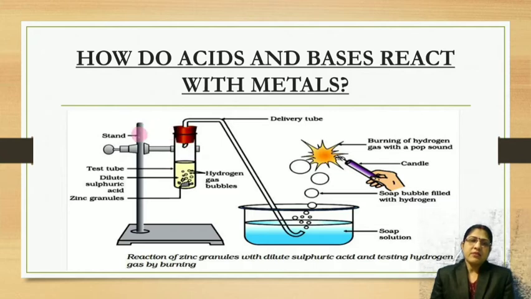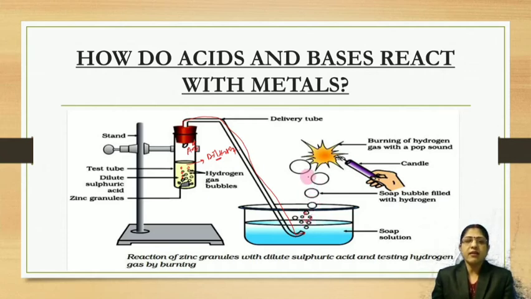In this test tube, on this test tube stand, zinc granules are taken, and this colorless dilute sulfuric acid is taken. Then when zinc granules react with dilute sulfuric acid, it forms zinc sulfate and hydrogen gas, which when passed through soap solution gives soap bubbles filled with hydrogen gas.